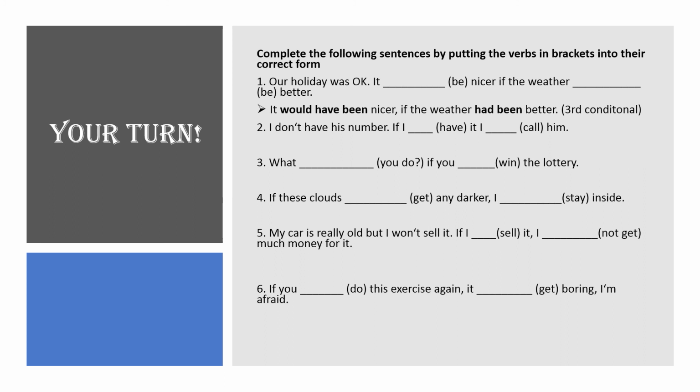Number 2. I don't have his number. If I had it, I would call him. So since I don't have it, this is something I cannot do. So I'm saying that this is not something that is going to happen, which is why I need the second conditional here. I don't have his number. If I had it, I would call him.